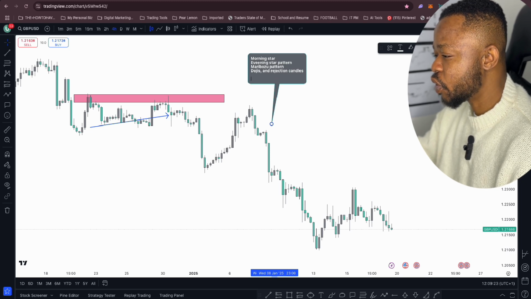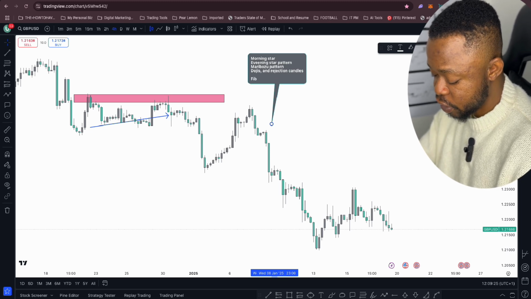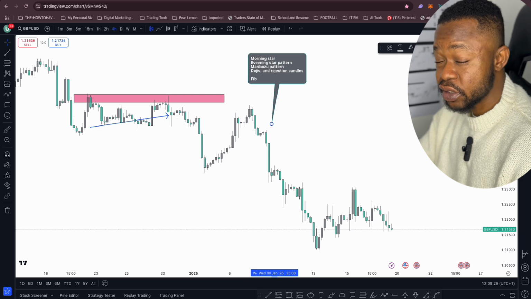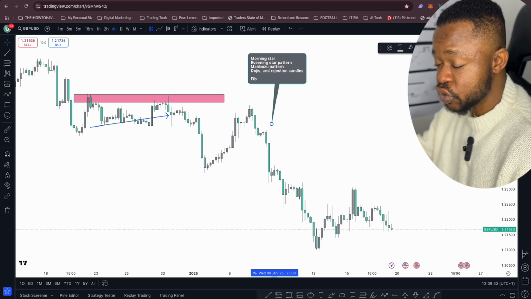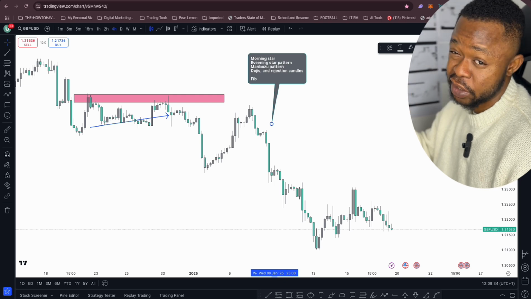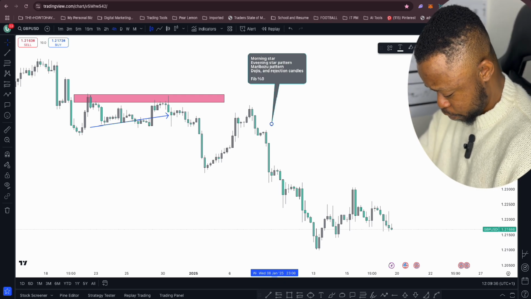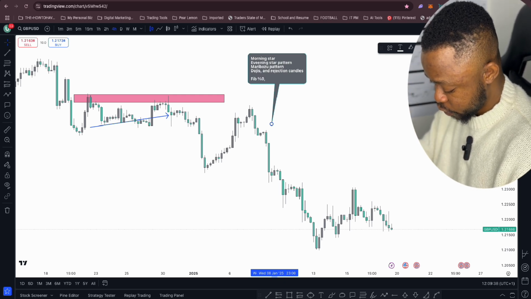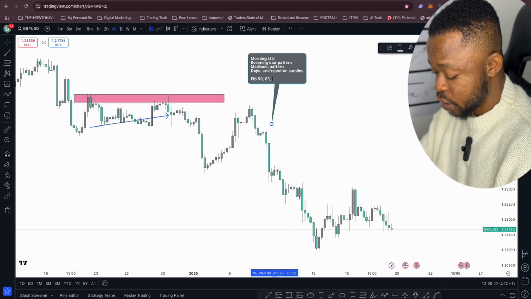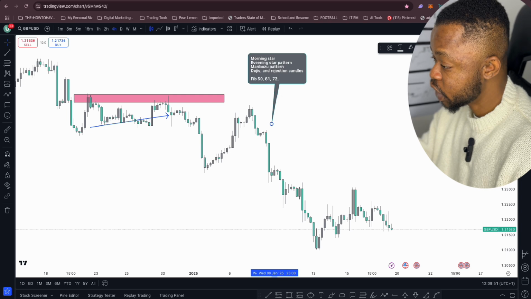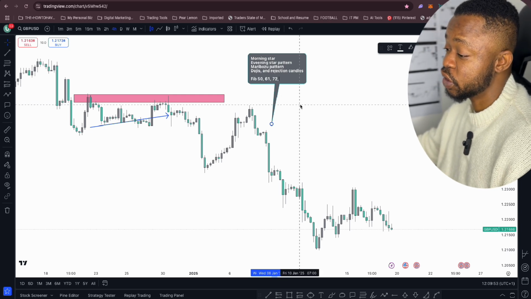Some of the sub ones I add to it are my fib, so I use the 50, 61, 71 levels of the fib to gauge a position where I could take a trade. So the fib 50, 61, and 72 extension, 71 extension. These levels are levels I'm looking to take a trade from.